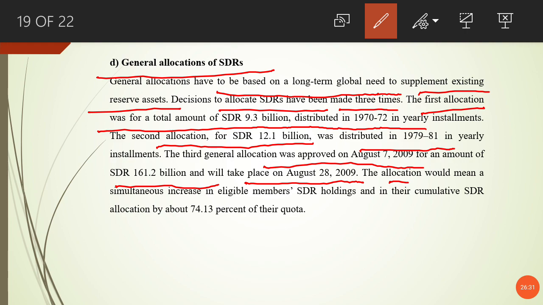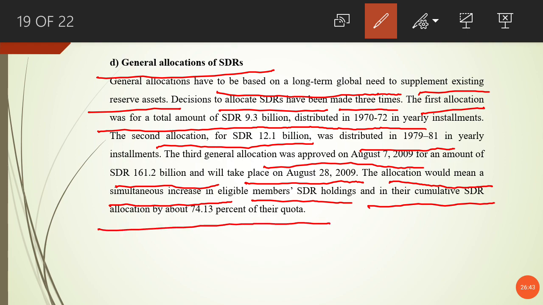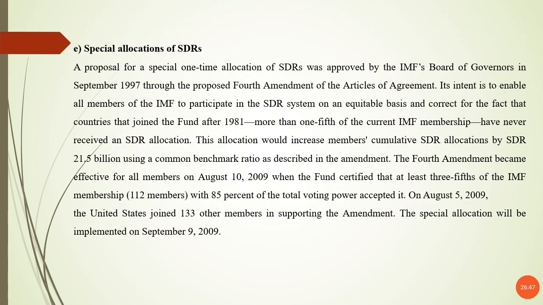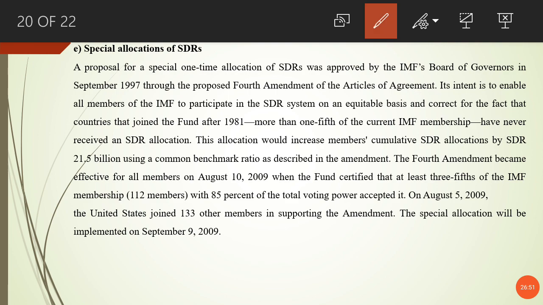The allocation would mean a simultaneous increase in eligible members' SDR holdings and in their cumulative SDR allocation by about 74.13% of their quota.